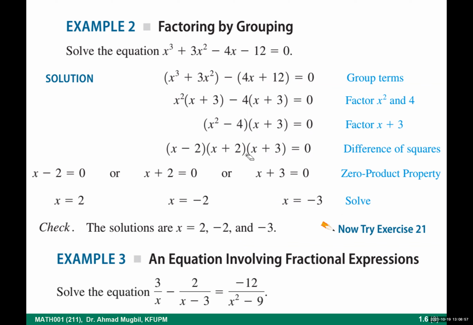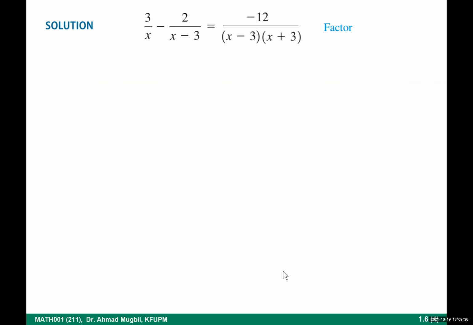Now let's see how to solve an equation that involves fractional expressions. We have seen this before in P8. What did we call it there? Rational equation. So how to solve rational equations? Multiply both sides by the LCD. How to find the LCD? Factor each denominator, and then the LCD will be the product of the distinct factors with the highest power. Great. So now to factor here, this is already factored. X, this is x minus 3 already. X squared minus 9 is x minus 3 times x plus 3.